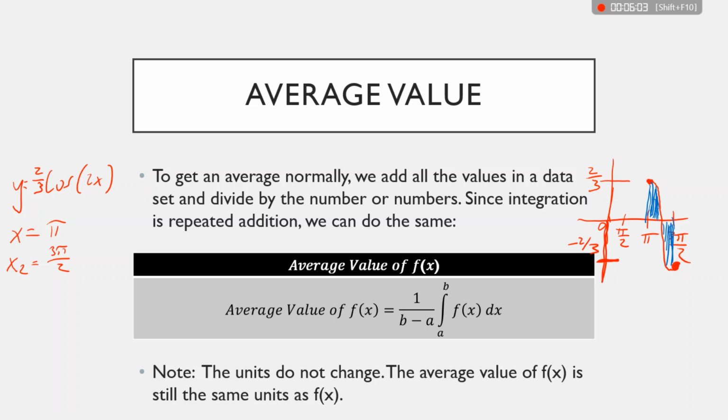So this is I guess I'll go over here somewhere. And if I need to, I'll move over to the other side. So this will be the integral of 2/3 cosine 2x from pi to 3 pi halves.